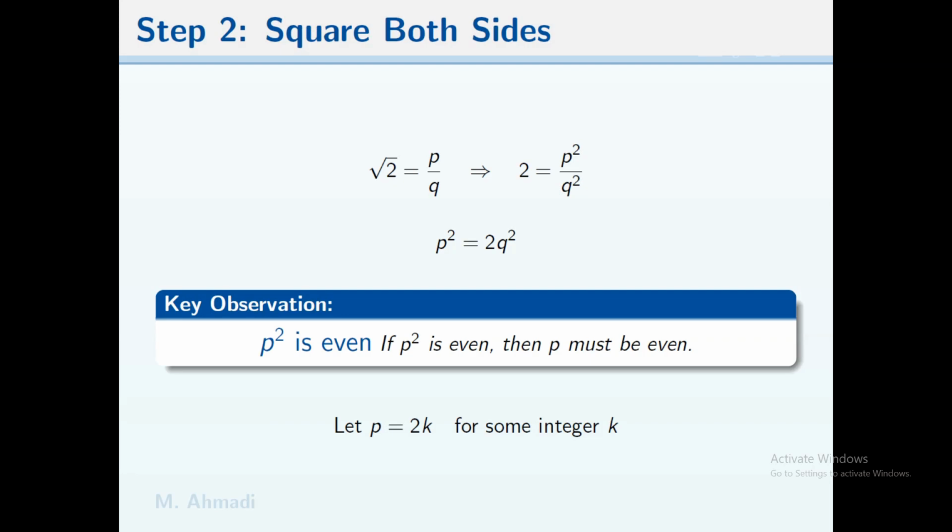If we look at the relation square root of 2 equals p divided by q, then square both sides. Then we have 2 equals p squared divided by q squared. After multiplying each side by q squared, we have p squared equals 2q squared. So p squared is even because p squared equals 2 times q squared. If p squared is even, then p must be even. So let p equal 2k for some integer k.